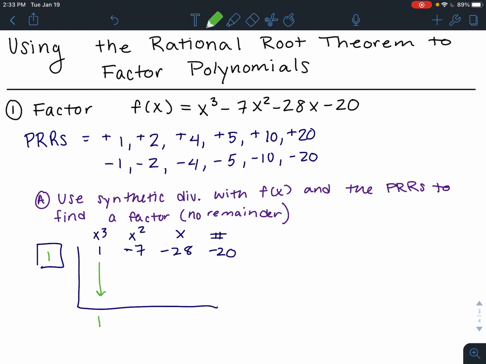So drop down the 1. 1 times 1 is 1. Add down to get -6. Multiply to get -6. That's going to give me -34. Okay, that's not going to be a 0, so this one doesn't work.